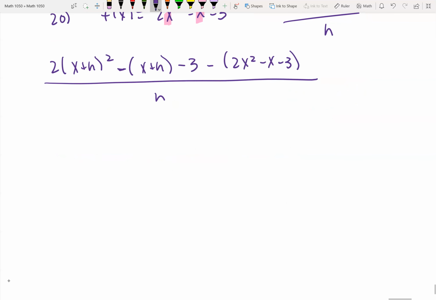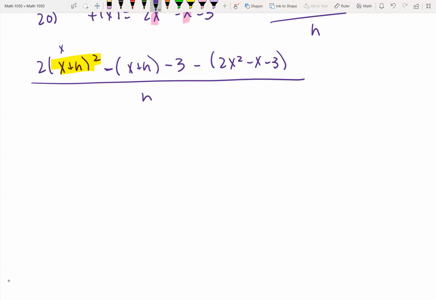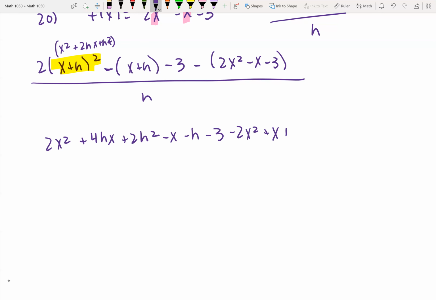When you simplify this, you have to keep writing that divided by h. You can't just do this, do that, pull it all together. No. So right here, I'm going to FOIL. That gives me x squared plus 2hx plus h squared. Now I'm going to distribute the 2. So you have 2x squared plus 4hx plus 2h squared. Distribute the negative: negative x minus h. You have your minus 3. Distribute the negative: negative 2x squared plus x plus 3.